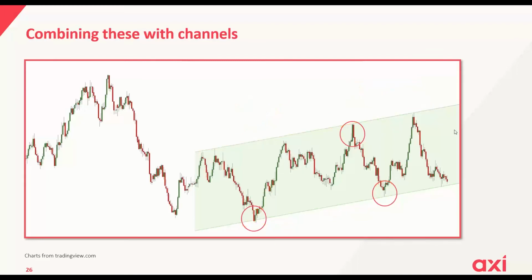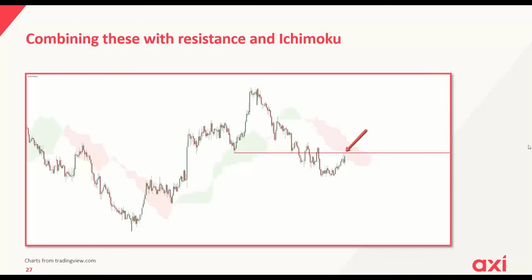Okay. Now, okay, yeah. I just want to show you here one of my last examples. I showed you previously how we can combine stuff. In this case, we can see that this is what we call a pullback resistance. This pullback resistance, price bounced off previously. It finally came down and it pulled back to it.